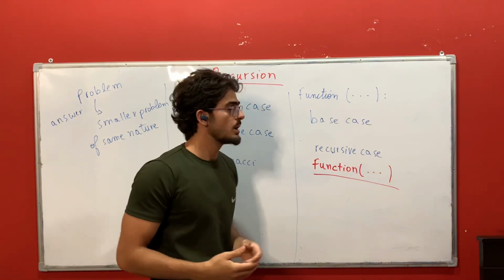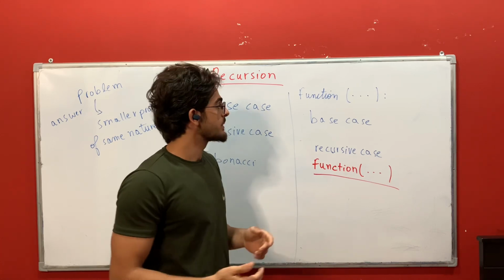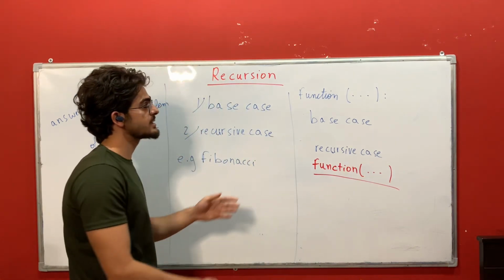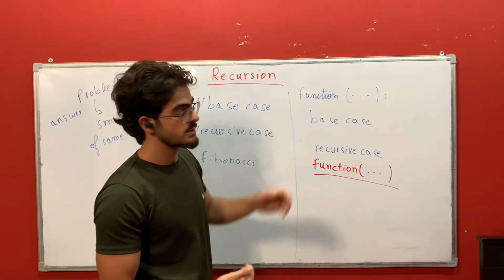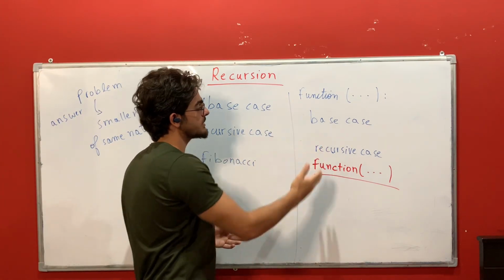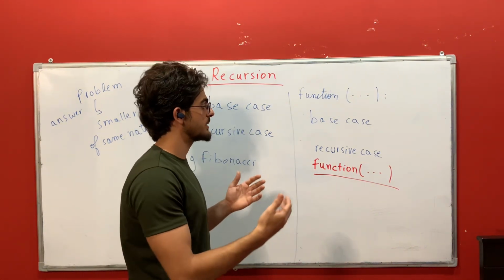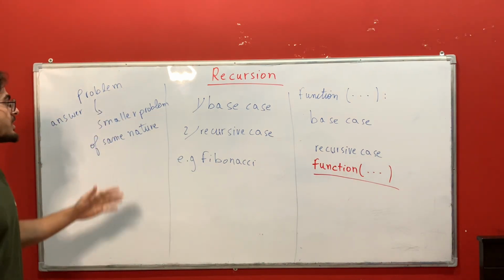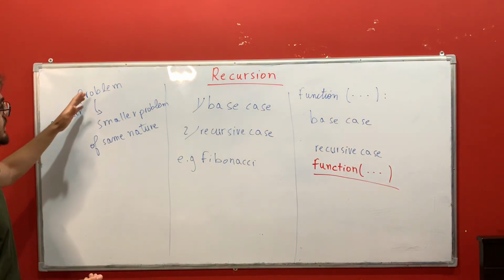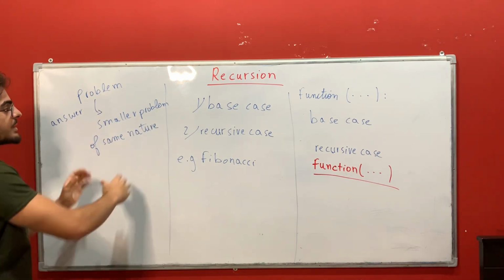But you may think, when a function calls itself, it may run infinitely. So it's important to have these two cases in recursion, the base case and the recursive case. The recursive case represents the function calling itself and dividing the problem we have into a smaller problem of the same nature. The answer to the problem we have relies on solving the smaller problem of the same nature.